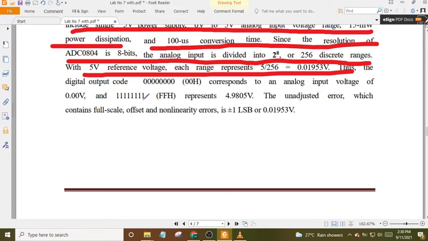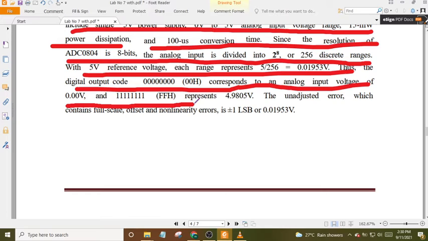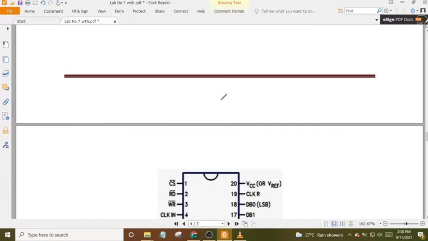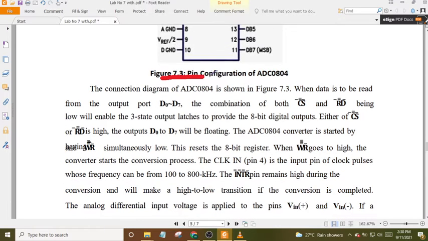Each range represents 5/256 equals 0.01953V. Thus the digital output code 00000000, 00H, corresponds to an analog input voltage of 0.00V, and 11111111, FFH, represents 4.9805V. The unadjusted error, which contains full-scale, offset and nonlinearity errors, is plus or minus 1 LSB, or 0.01953V. Figure 7.3, pin configuration of ADC0804.